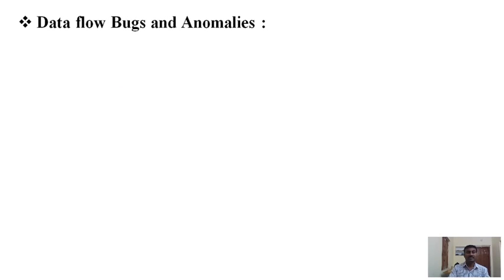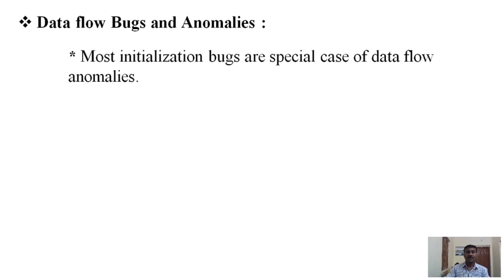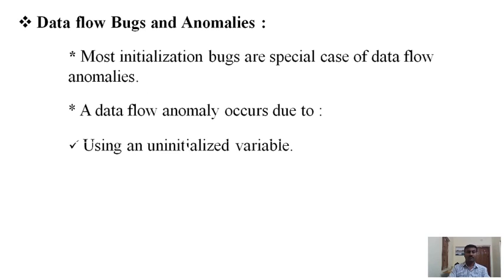And the last bug in structural bugs is data flow bugs and anomalies. Most initialization bugs are special cases of data flow bugs. So initialization bugs are special cases of data flow anomaly bugs. Data flow anomalies occur in different ways. One is using an uninitialized variable. If you use an uninitialized variable, there is a chance to get data flow anomaly bugs.